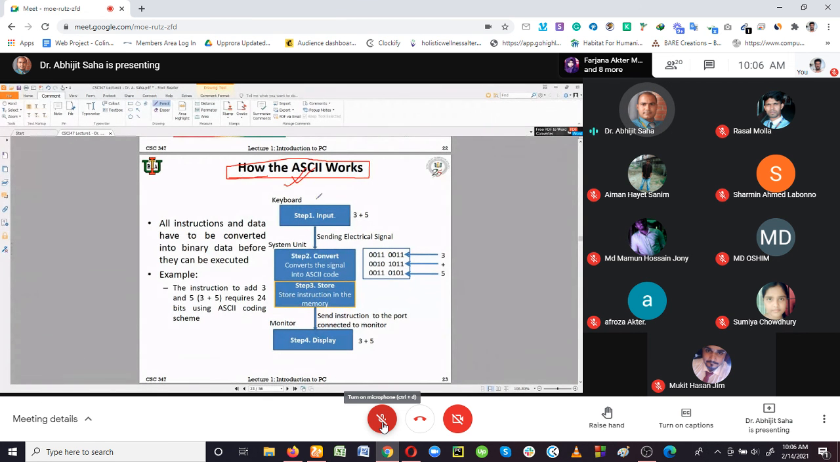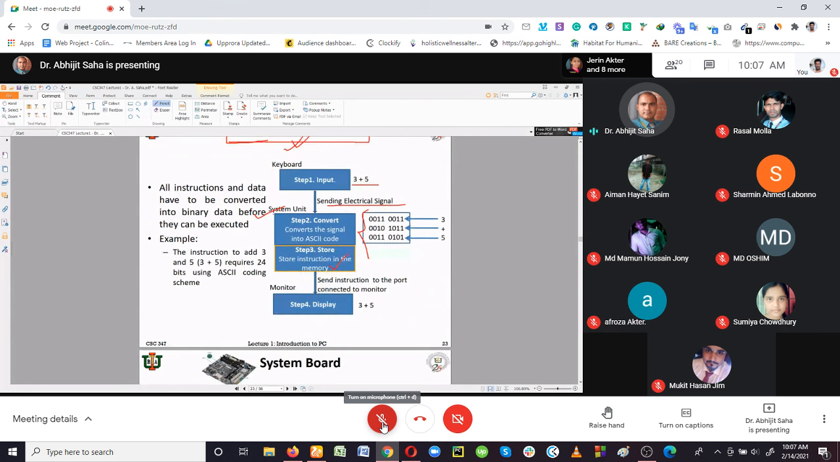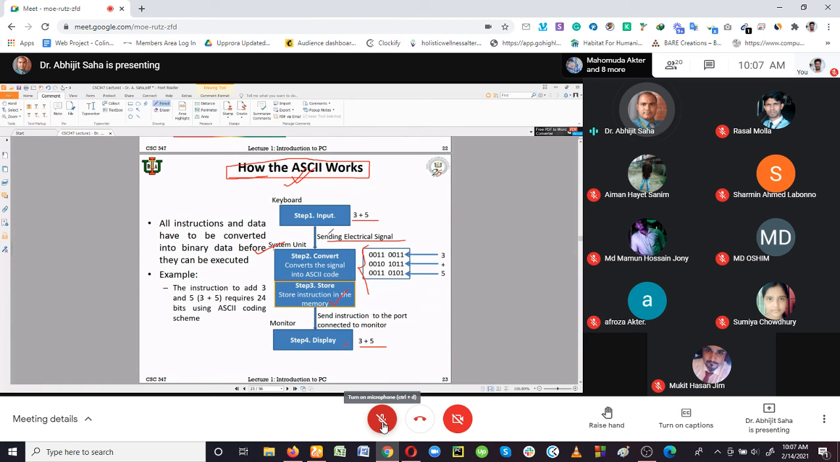So in that case, you should draw this figure, and you should explain that okay, if an instruction is given, then the electrical signal will come to the system unit, and then how it is converted to the ASCII code, and then the result is stored into the memory, and then it is displayed onto the monitor. So you should know how to draw this and how to explain this. We have dealt with 4 examples with the 3+5 instructions. These are very, very important for your first term examination.